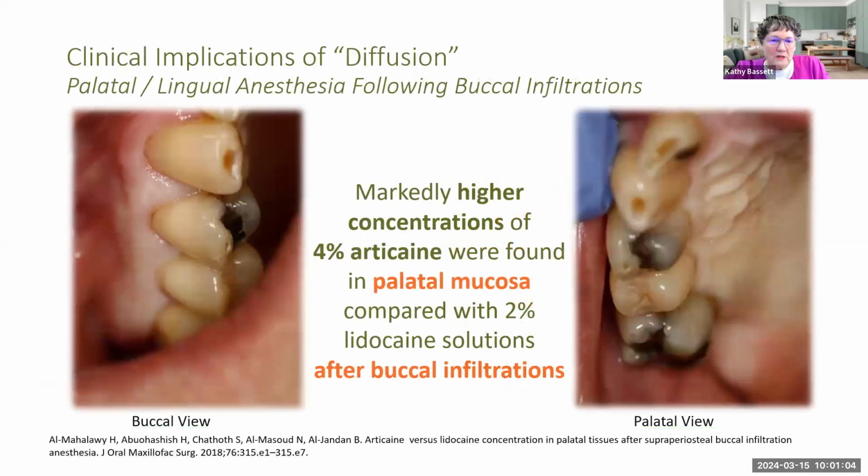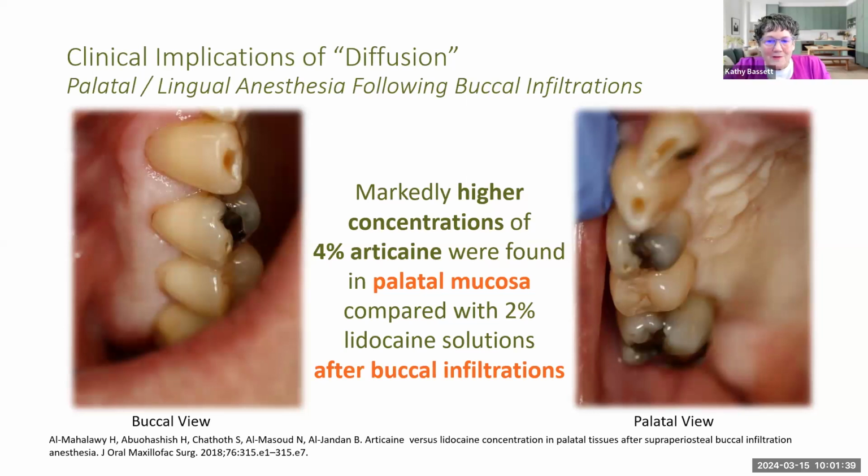And here's a really interesting article. So pause for a minute, and these two pictures are in fact the ones I showed you before. When we give an AMSA, we see that that blanching pattern moves through the entire alveolar process, and we see that blanching on the buccal. And this is an article that looked at another aspect of this. And in this article, they did the initial injections on the buccal, and then they checked for the concentration of the drugs on the palatal side.